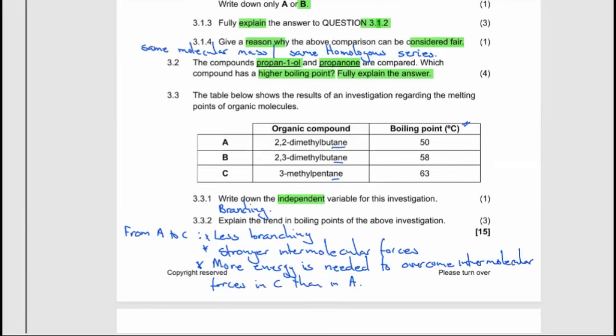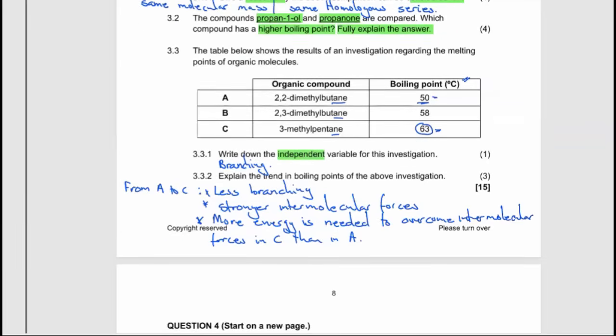Can you see that the boiling point is higher there and this one is lower there, right? So we need more energy in C compared to A. You just formulate a trend. Do not compare A versus B, then B versus C, then C versus A. Just formulate a trend, say from A to C. Can you see the branches become less and less as we are going down the group, like that?